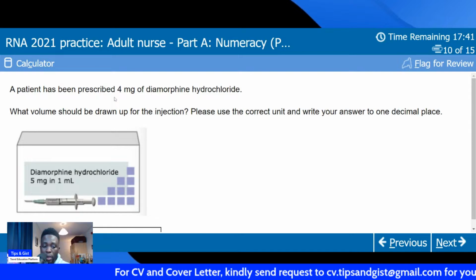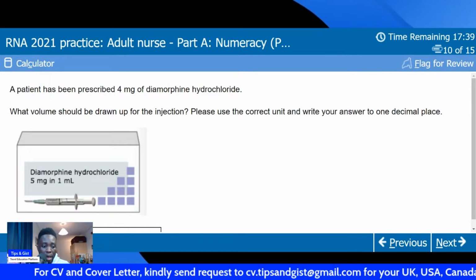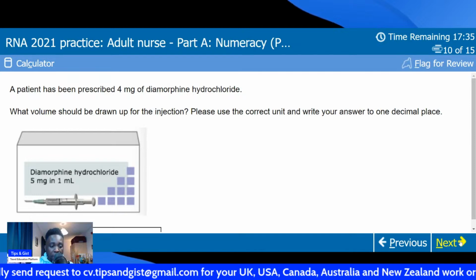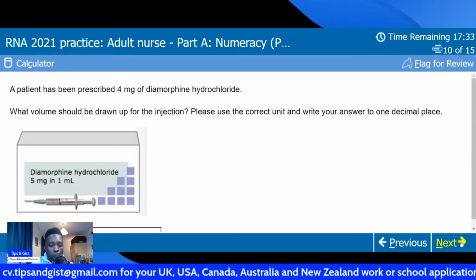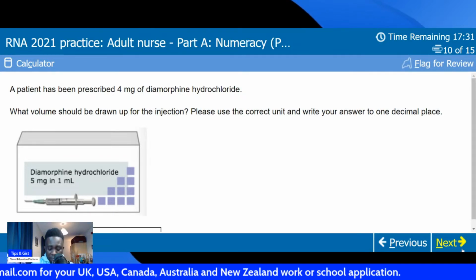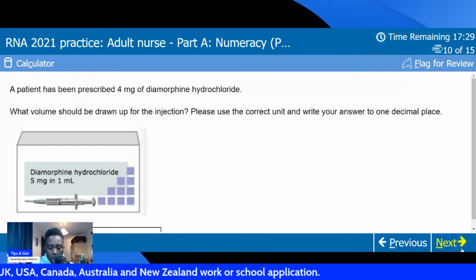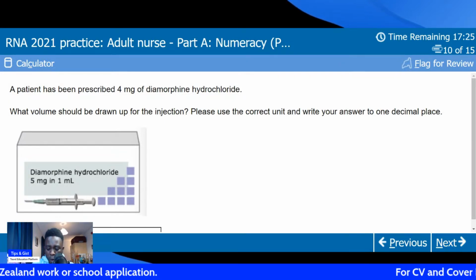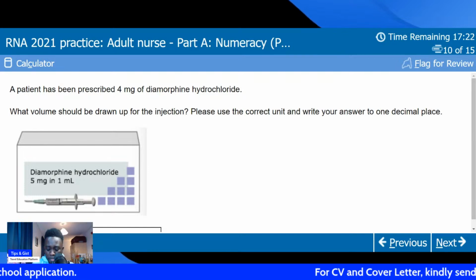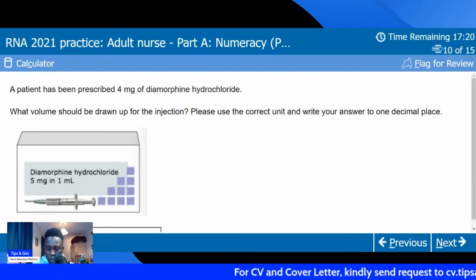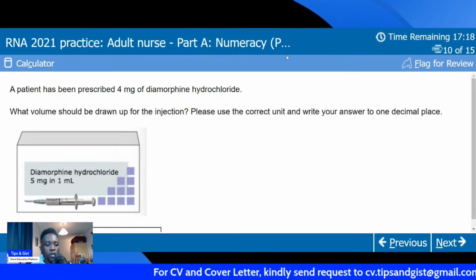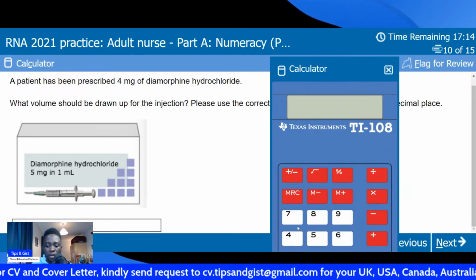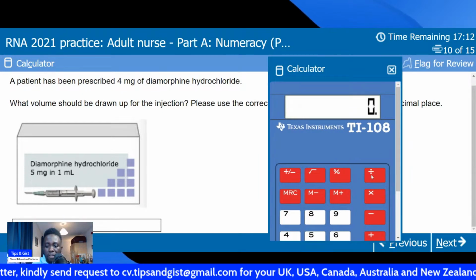So 5 mg equals 1 ml. Therefore, 4 mg equals x. So it will be 5x equals 4. Because we want to get x, we divide both sides by 5. Sorry, 4 divided by 5. You can use your calculator.